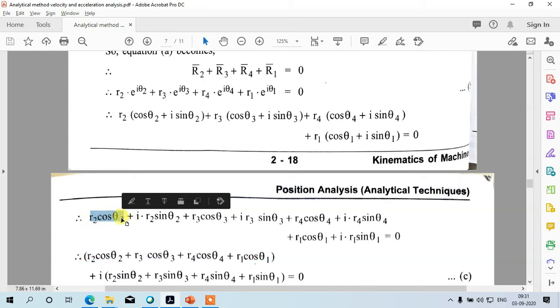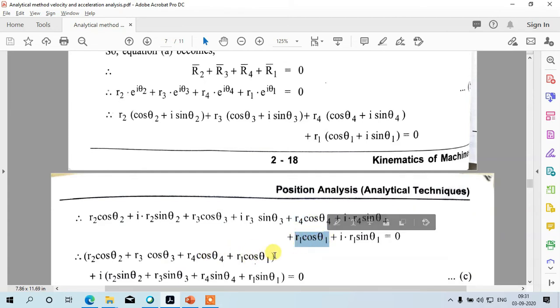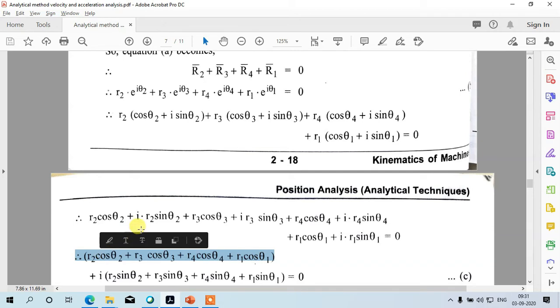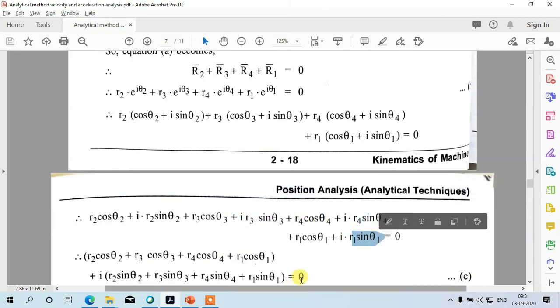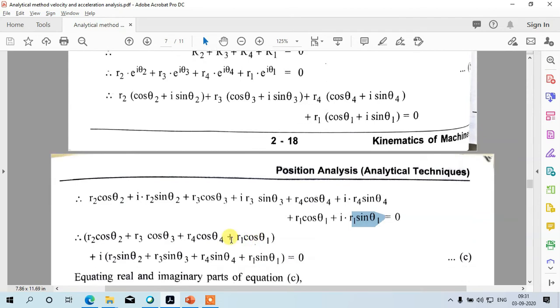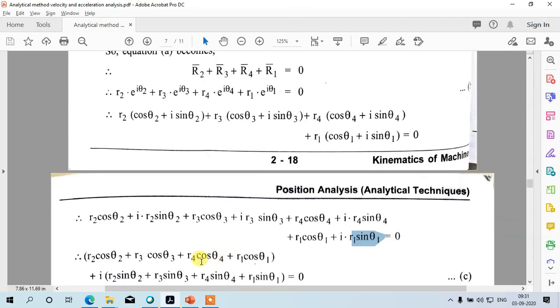So R2 cos theta 2 plus R3 cos theta 3 plus R4 cos theta 4 plus R1 cos theta 1. Okay, so that will make our real part, and imaginary part is R2 sin theta 2 plus R3 sin theta 3 plus R4 sin theta 4 plus R1 sin theta 1 is equal to 0. Now if you look at this equation, this is the real part and this is the imaginary part, and on the other side of the equation it is only 0. So we have real part as 0 as well as imaginary part as 0. So you can also write 0 plus I0.